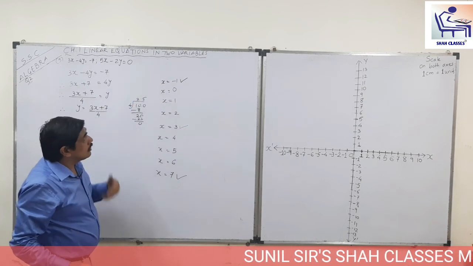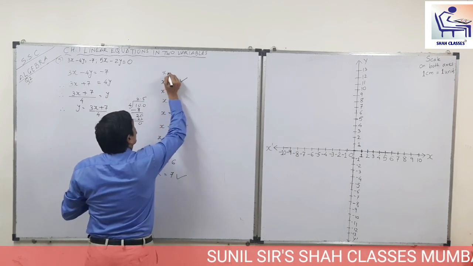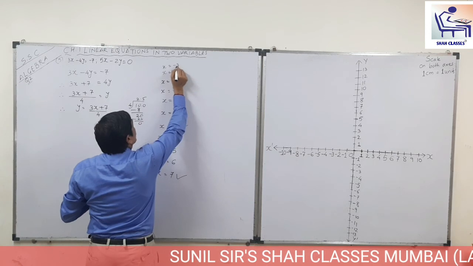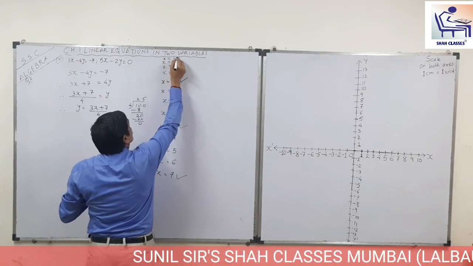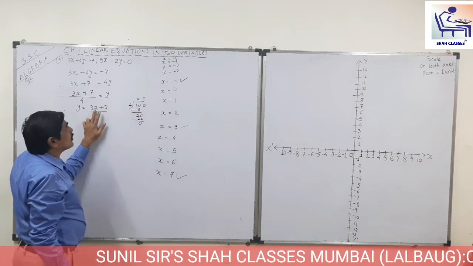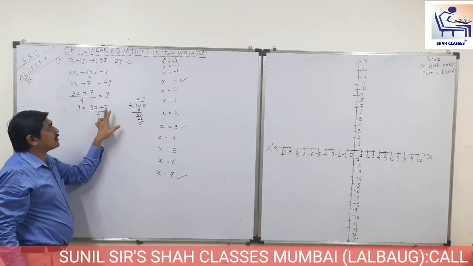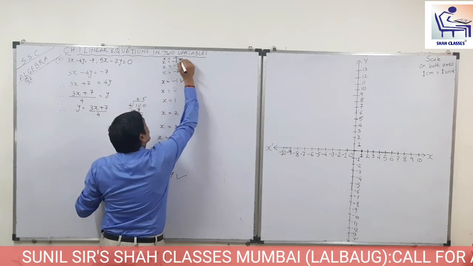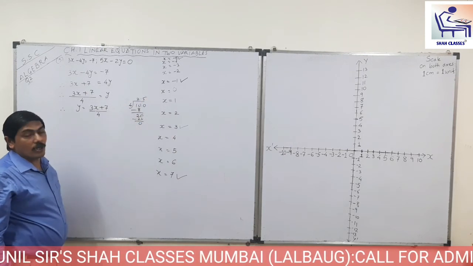So minus 1, minus 2, minus 3, minus 4. And then I will go for minus 5. It might be acceptable. Let's check. So 3 into minus 5 is minus 15 plus 7. Minus 15 plus 7 is minus 8. Minus 8 is divisible by 4. Minus 2. So these 4 values we are going to put in our box.